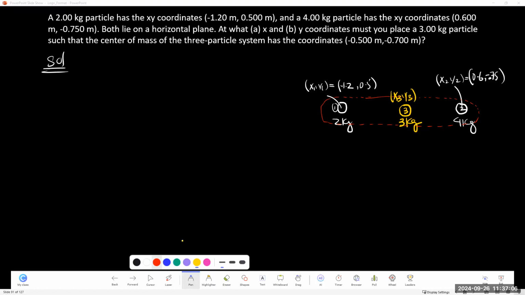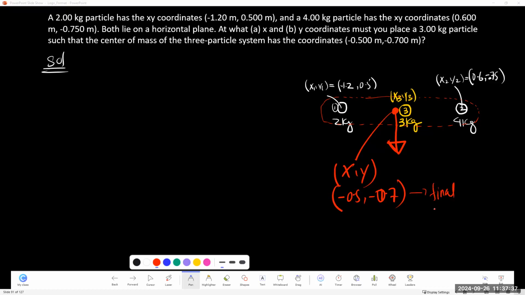In this question, they are asking where you put this yellow mass, in between the two, or maybe on the side, wherever. I don't know where it's going to go. Where this whole system, the red arrow, I'm going to draw a big arrow here, this whole system's x and y come out to these values, minus 0.5 and minus 0.7. So these are my final coordinates of the whole system.